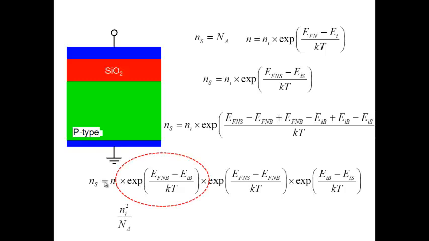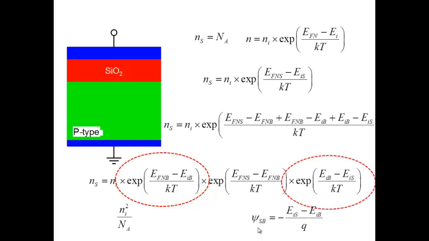This one, note what does this denote? Go back and look at this expression here, and look at this one here. What does this denote? Electron density in the bulk. And how much is it? Ni square over Na. So that's fine. I write this out as Ni square over Na. So this is okay. What about this term here?